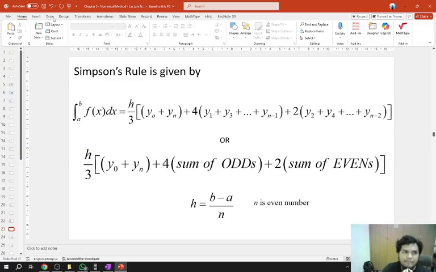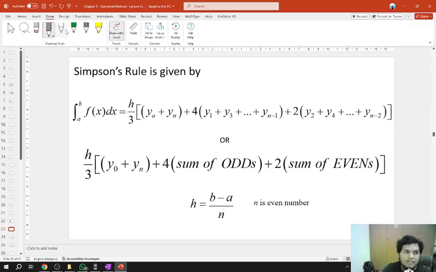And this term is our last term in the expression, that is with yn minus 2. So remember, for Simpson's rule, n must always be an even number. Okay, it cannot be an odd number. Alright.